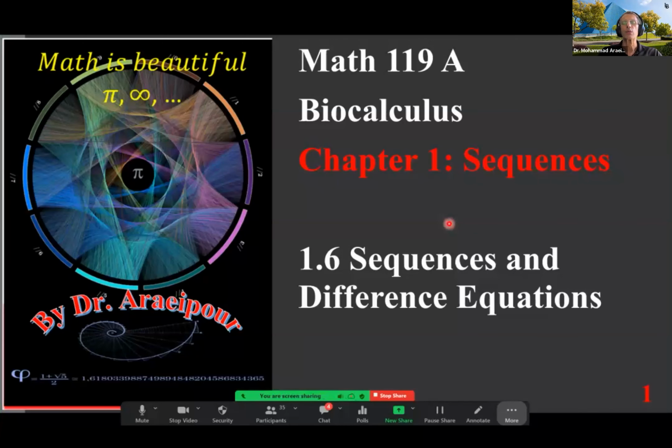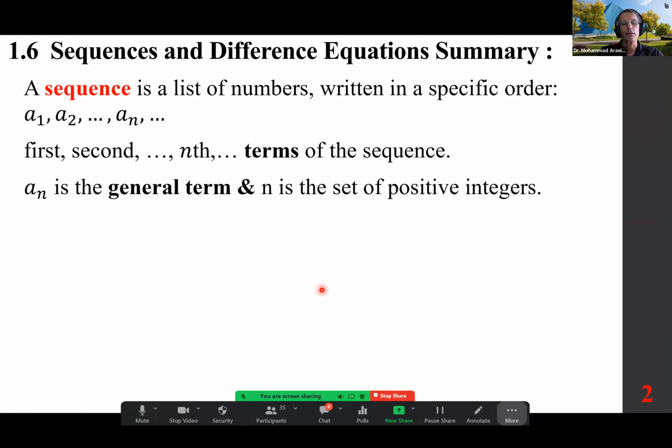Good afternoon, class. We are looking at Chapter 1 sequences. Here's 1.6 sequences and difference equations. This is not something brand new. You have seen it before.